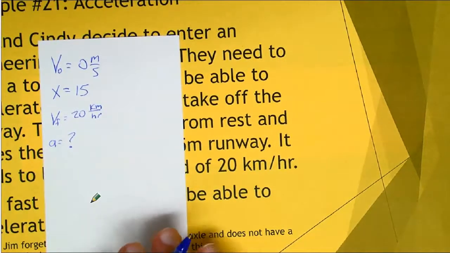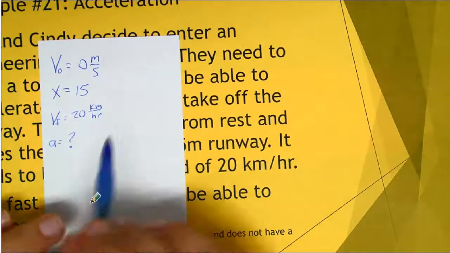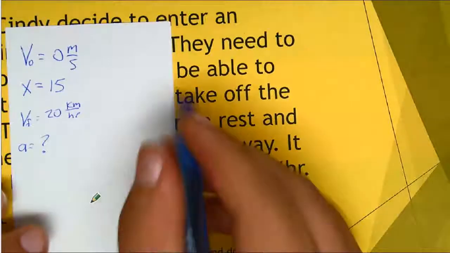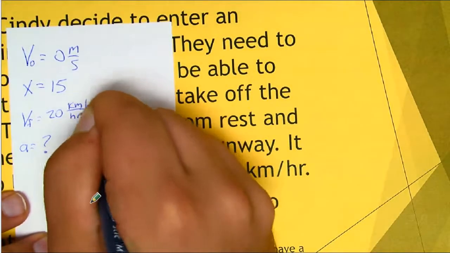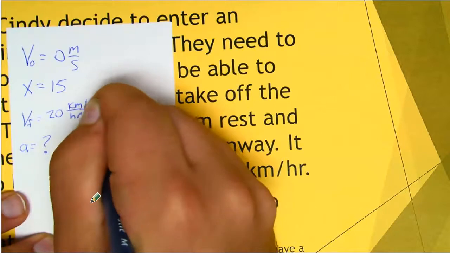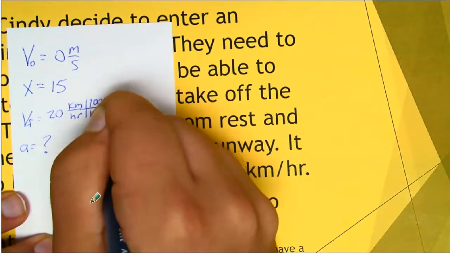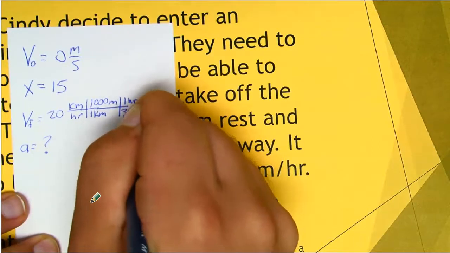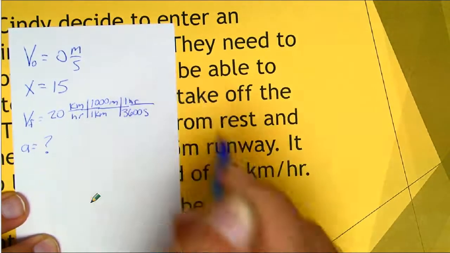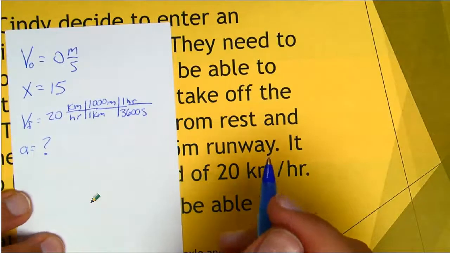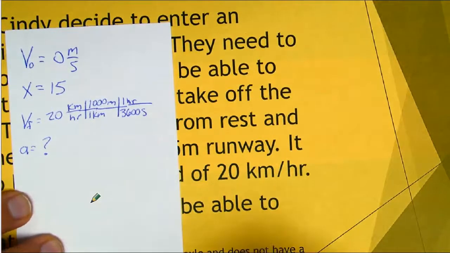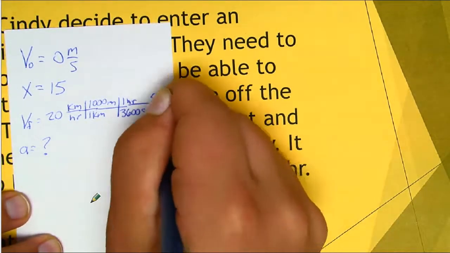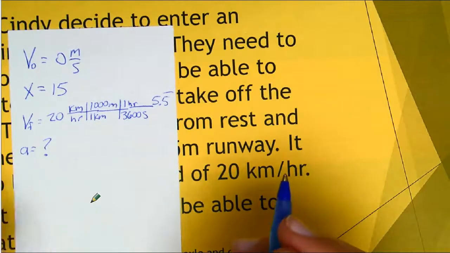Now, first and foremost, there's a trick. There's kilometers per hour, so I'm going to convert that real fast into meters per second. And in meters per second, that should be about 5.5 repeating.